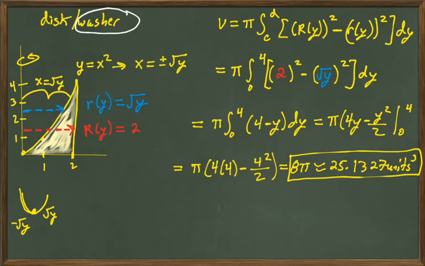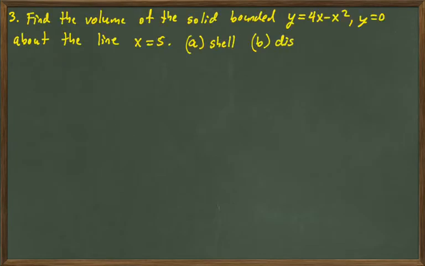Okay, so this next problem is going to be a little more complicated, so we're going to go ahead and speed it up. It says find the volume of the solid bounded by y equals 4x minus x squared, y equals 0, about the line x equals 5, and we're going to use both the shell method and whatever is appropriate between the disk and the washer method.